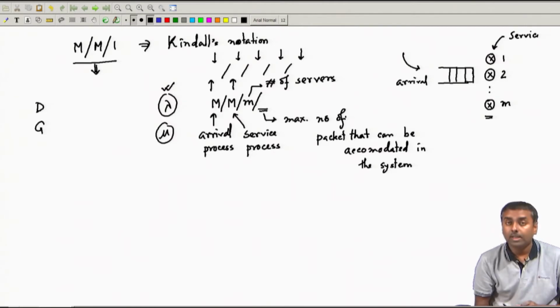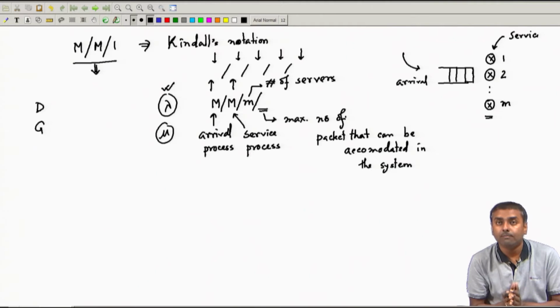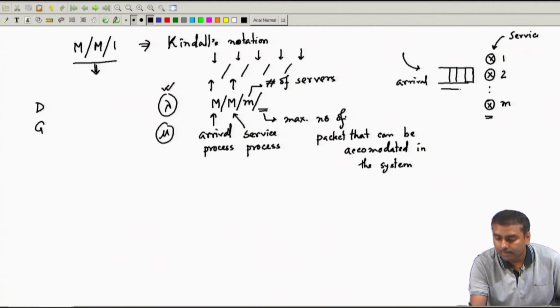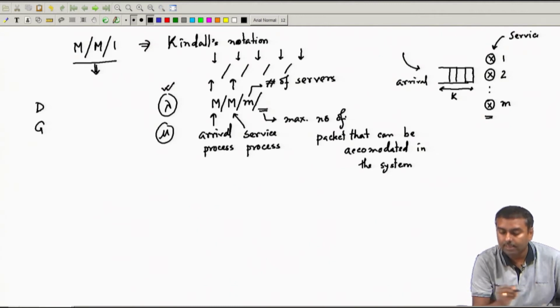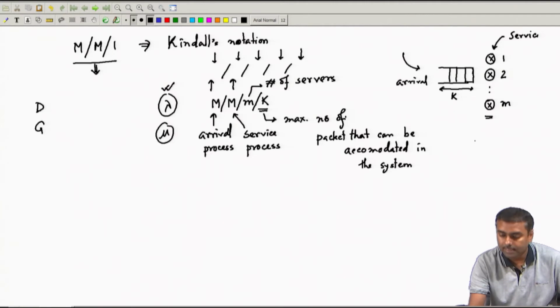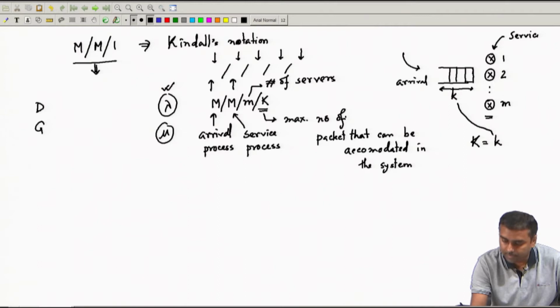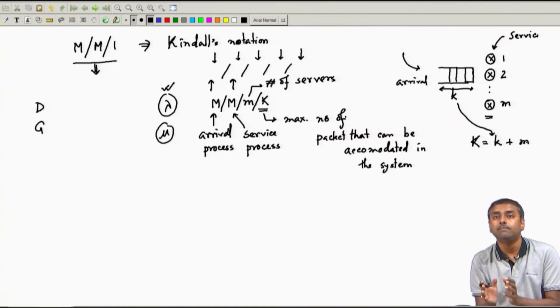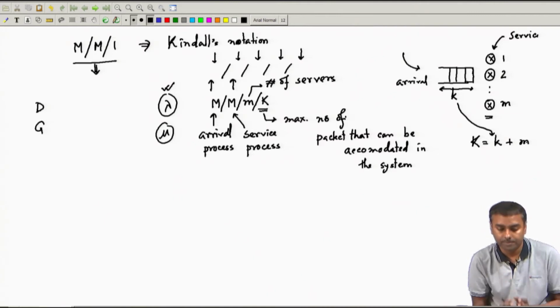So, it talks about overall in the system how many packets or how many customers I can accommodate maximum. If the queue has a length of k, then how many total customers can I accommodate? k can wait over here and m can be served, so this should be m plus k. If I specify a capital K, that capital K must be small k, the number of buffer places, plus m number of servers. So, this specifies in the system at max how many customers I can hold.